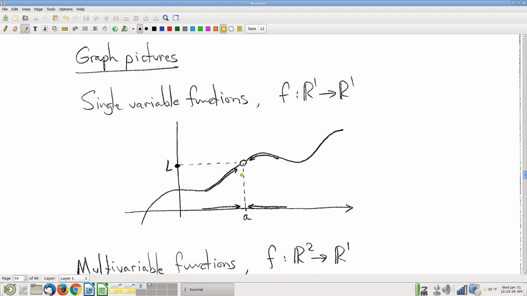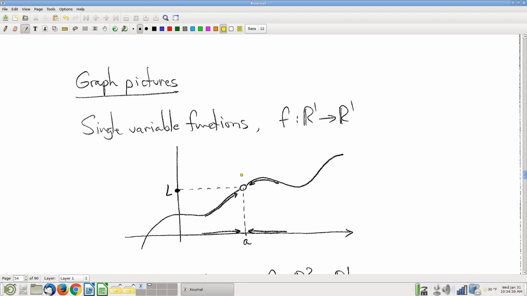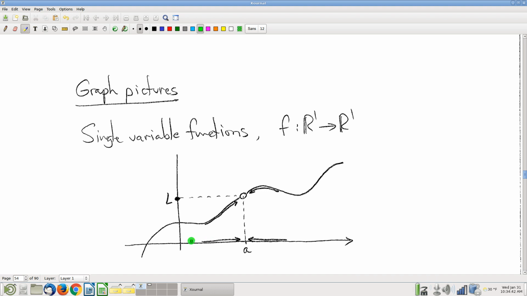Here's the familiar picture of what a single variable limit looks like. The idea is that as we approach from the left, we're keeping track of the values of the function. As we approach that point, we get some value. And as we approach from the other side, keeping track of the values of the function, the limit is that shared value. So if as you approach from the left, the function is approaching one number, and as you approach from the right, it's approaching the same number, then that number is the limit.